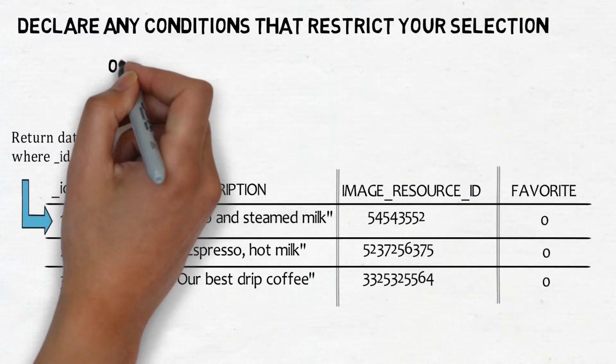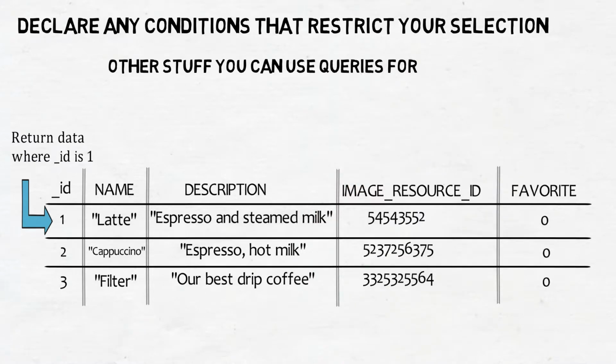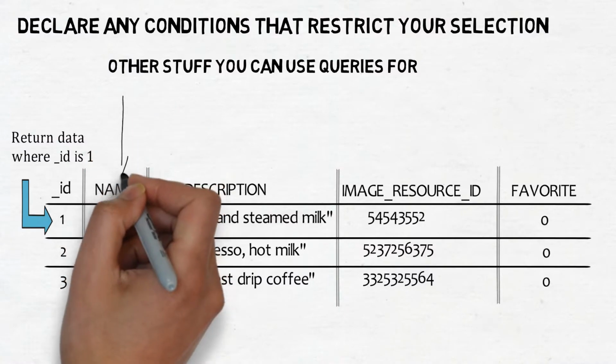Third, other stuff you can use queries for. If you expect your query to return several rows of data, you might find it useful to say what order you want the records to be in. As an example, you might want to order the drink records in drink name order.